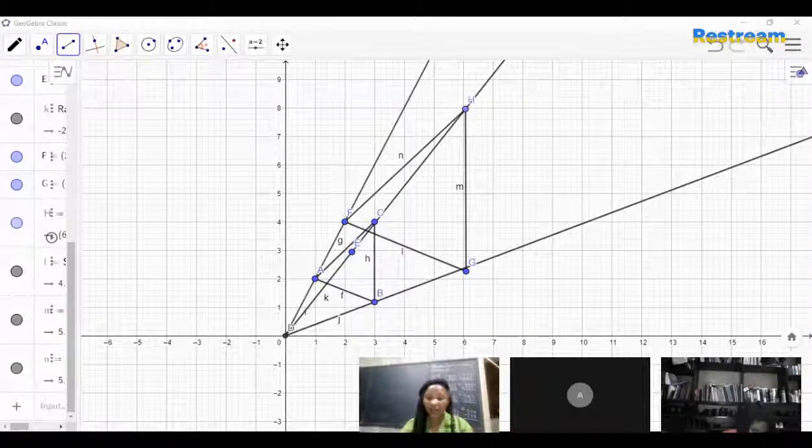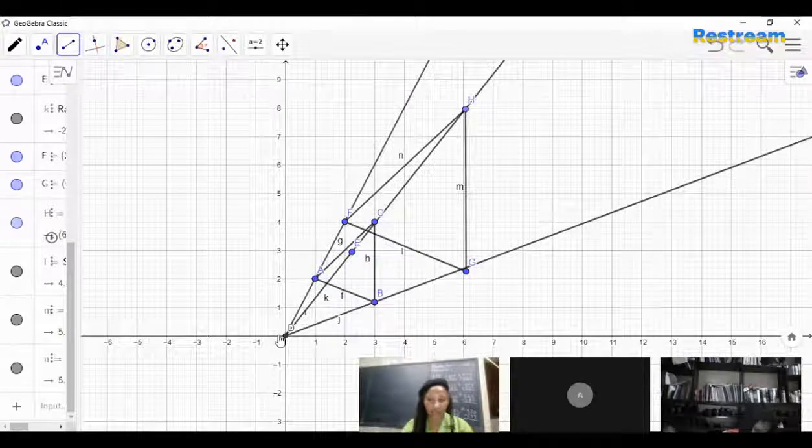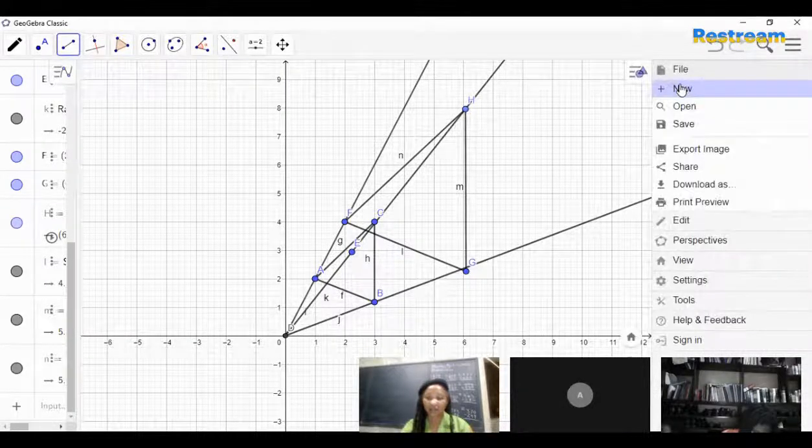So let's do another one where the center is not 0, 0, right? Yes, miss. The center is not the origin.